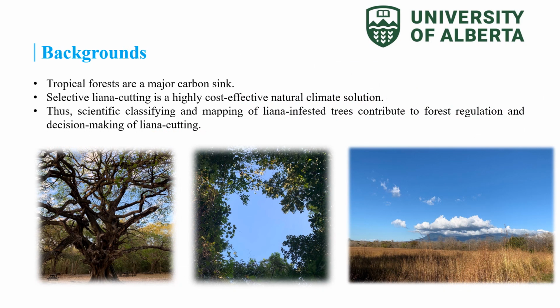Tropical forests are a major carbon sink, but they usually suffer liana infestations. Selective liana cutting is a highly cost-effective natural climate solution. So scientific classifying and the mapping of liana-infested trees contribute to forest regulation and the decision-making of liana cutting. That's the main goal of this project.